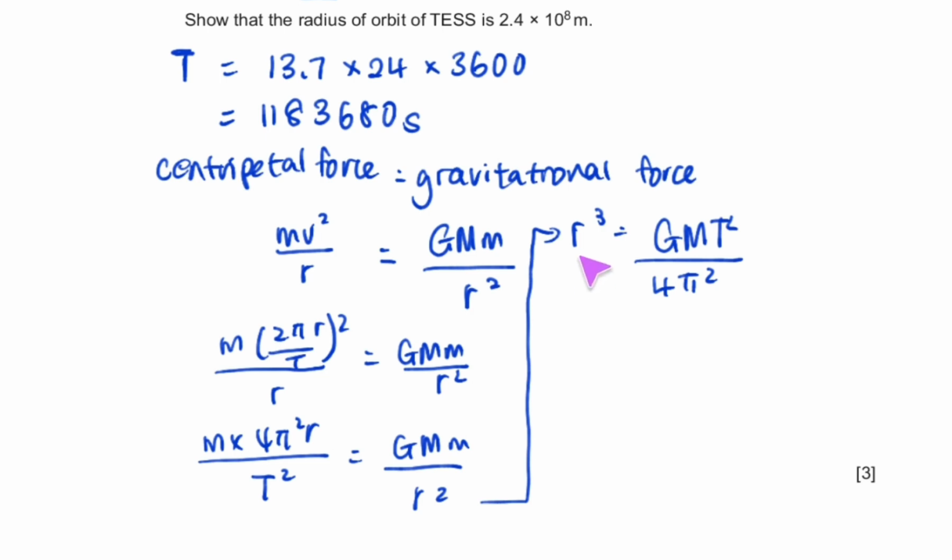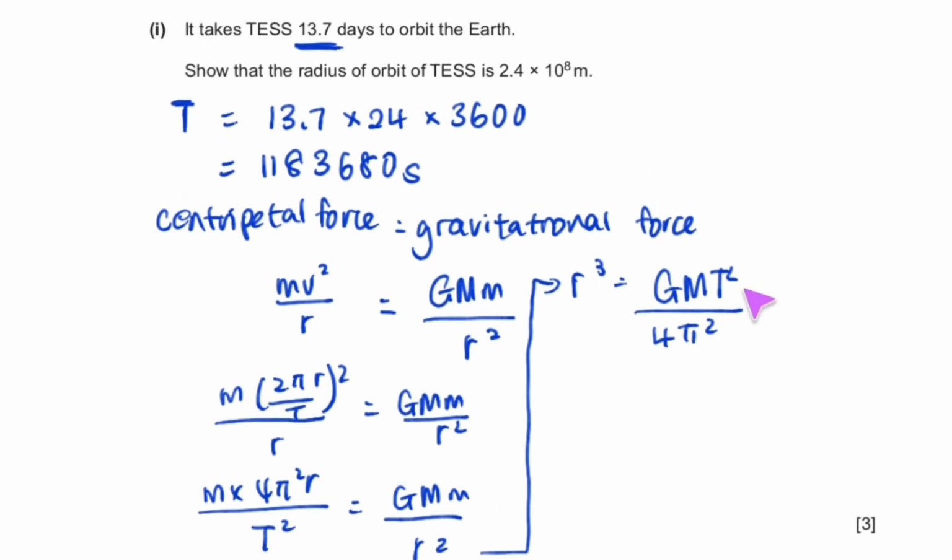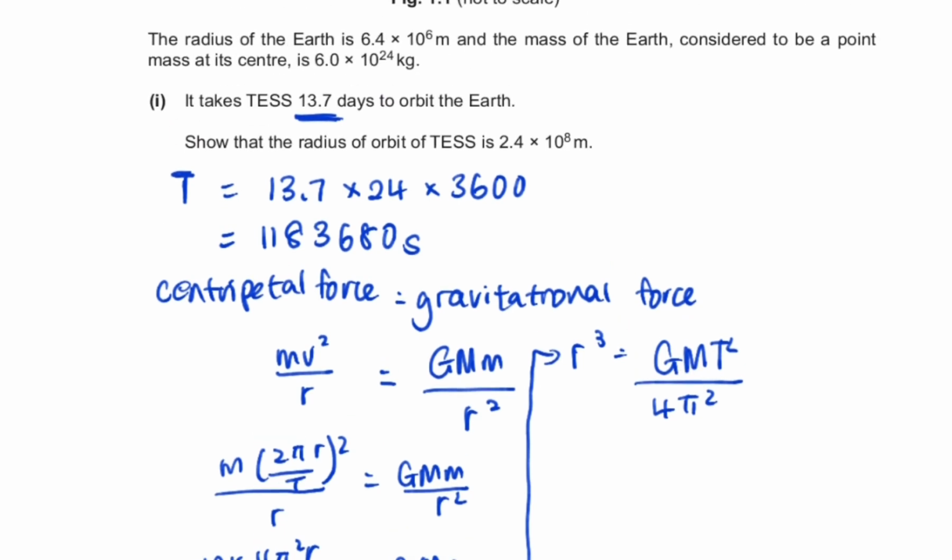So I've rearranged the equations so that we have r on one side of the equation, because at the end of the day, what we're trying to solve is the radius. Now all we have to do is to substitute the values into this. We have already found T, it's over here in terms of seconds, and then the M over here is given in the question, that is the mass of the Earth.